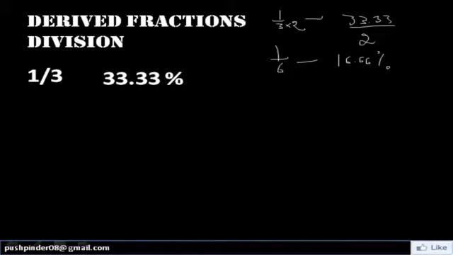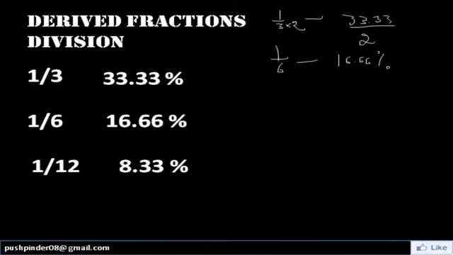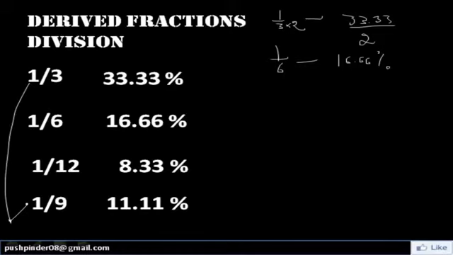It was pretty basic over here. 1 by 3 is 33.33%. So 1 by 6 is 16.66%. Similarly, 1 by 12 is 8.33%, right? Similarly, 1 by 9, it's 11.11%. Now, how 1 by 9 came is, if you look at here, I divide this whole fraction by 3, this will also get divided by 3. So this is going to cut it at 11.11%. So 1 by 9 is 11.11%.